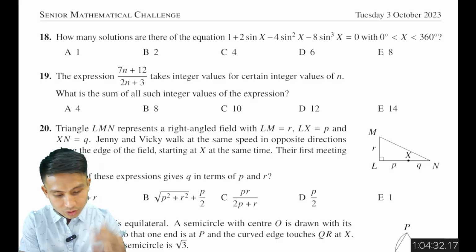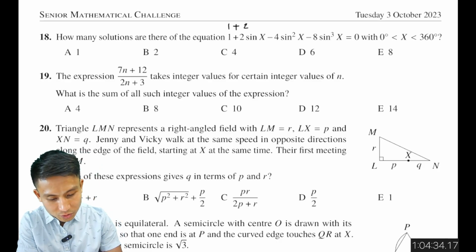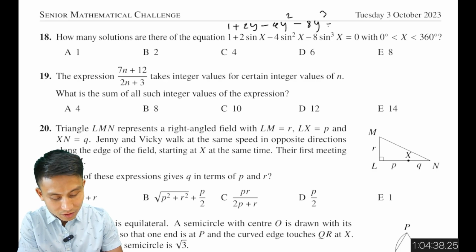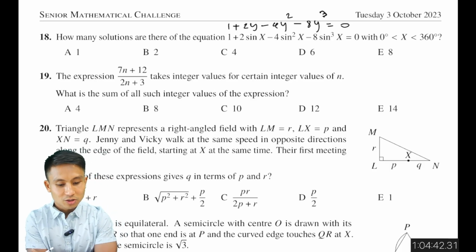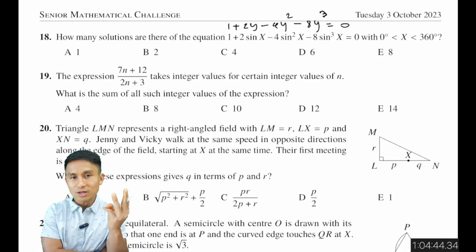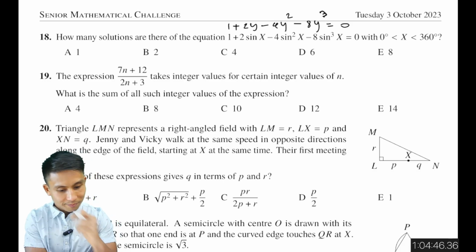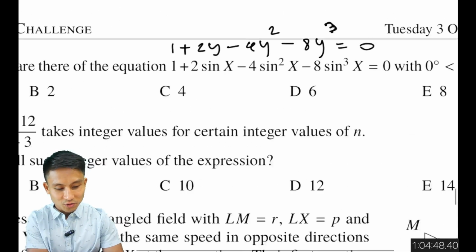Okay. So let's make that 1 plus 2y minus 4y squared minus 8y cubed equals 0, right? Just convert that to a polynomial equation. So the maximum roots for this one is 3, okay? But we should factorize this first. So how are we going to do that?